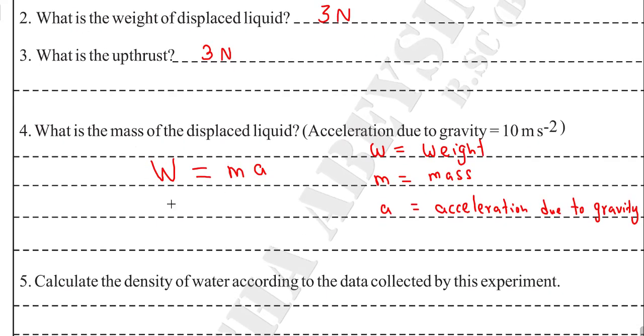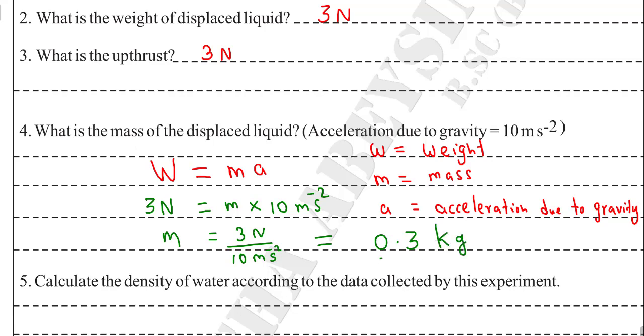Then we can write that one, 3 Newton, mass and acceleration due to gravity 10 meters per square second. To find the mass, children, we take the 10 to the other side, then mass equals 3 Newton divided by 10 meters per square second. That equals, children, 3 divided by 10, 0.3. SI unit for the mass, children, kilograms, 0.3 kilograms.